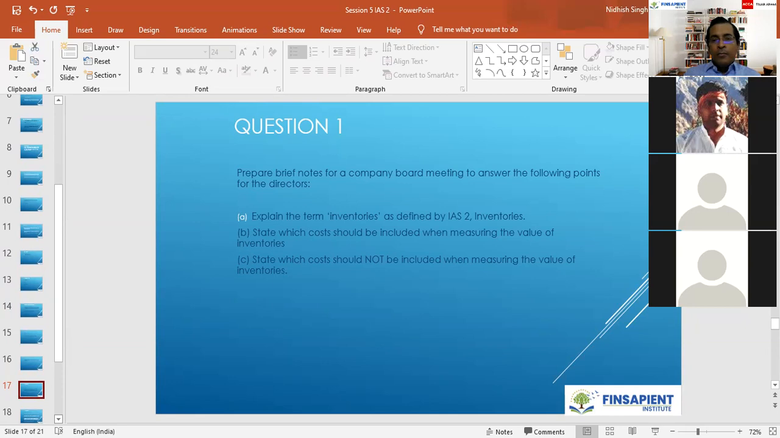A only. A? No. The question is actually B and C. What are the costs that you include into the value of inventory? It's not MCQ. It's a narrative.